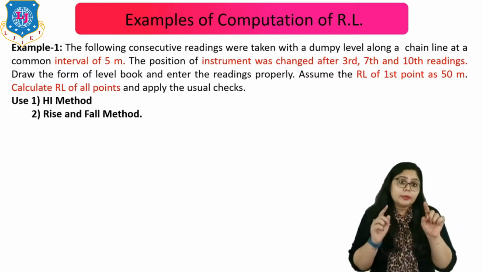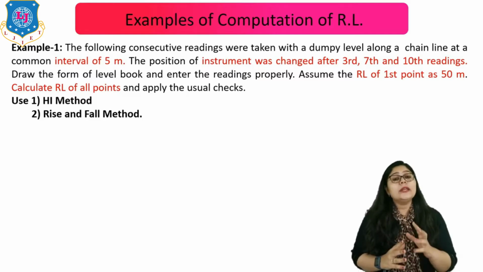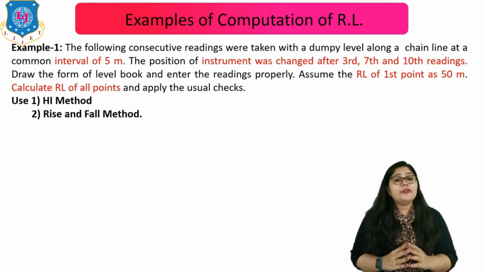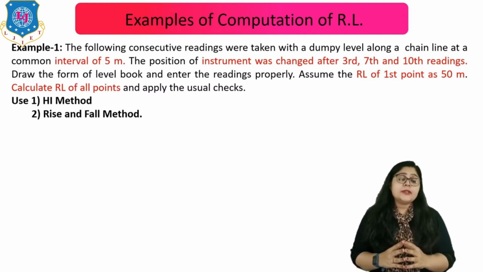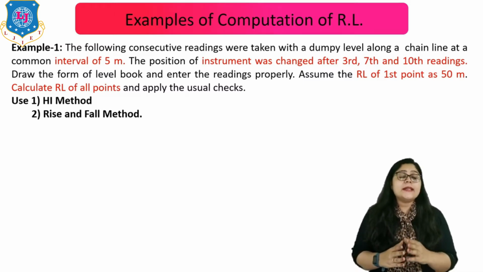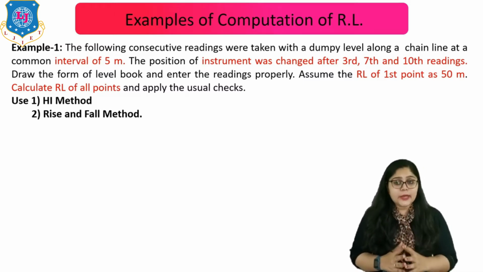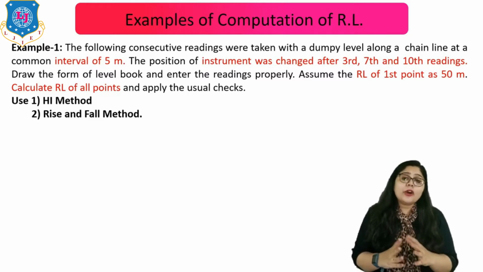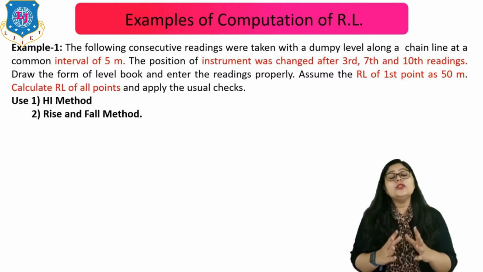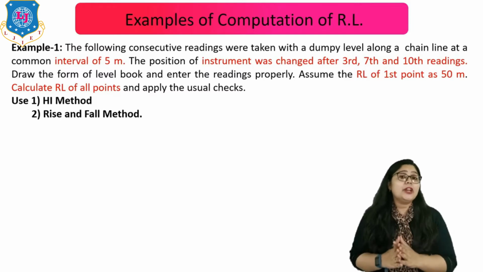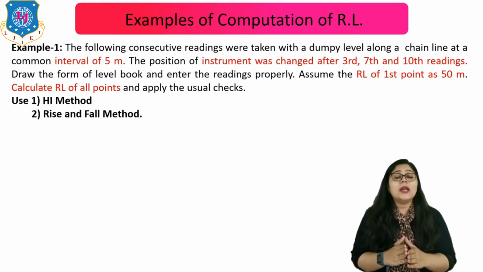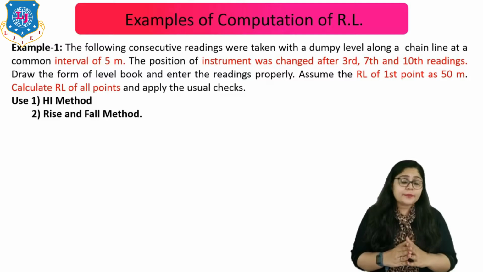Here we have to prepare one level book for the better calculations. And assume the RL of the first point as 50 meter. It means here the benchmark is given as 50 meter for point 1, right? Here it says calculate the RL of all the points and apply the usual checks. It means after completion of calculation we have to check whether these all are correct or not, right?